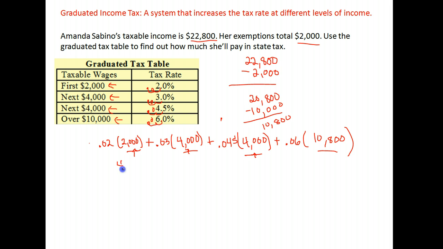0.02 times 2,000 is 40. 0.03 times 4,000 is 120. 0.045 times 4,000 is 180. And 0.06 times 10,800 is $648. Now all we have to do is add those together, and when we do, you should get about $988. So she'll pay $988 in income tax. Again, notice that we had to break it up into each of the individual sections.